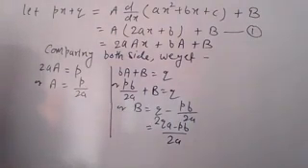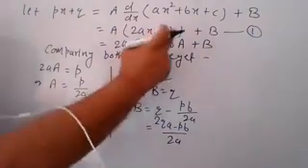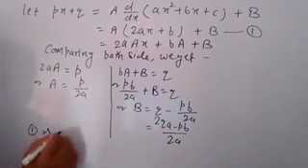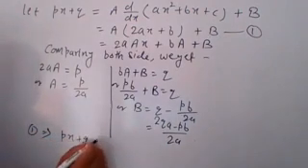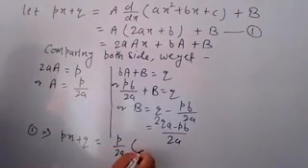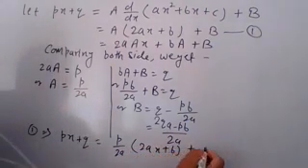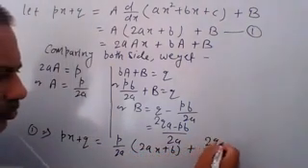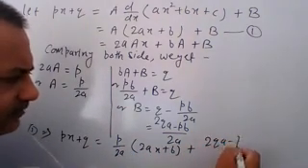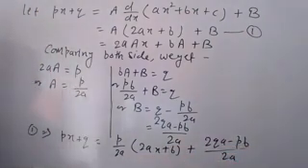Now, after that, you put the values of A and B in the first equation. So your first equation becomes px plus q is equal to p by 2a into (2ax plus b) plus the value of B, so you have 2qa minus pb upon 2a.